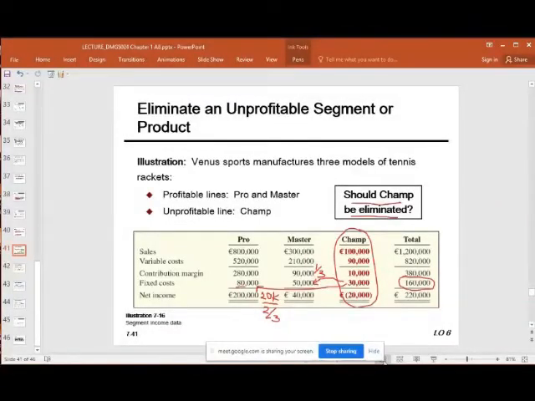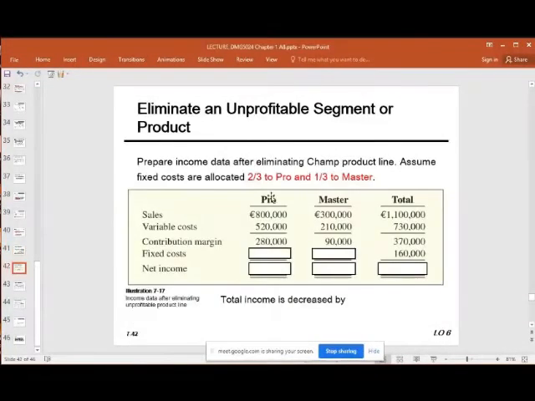So now Pro, your fixed cost becomes 100,000. 80 plus 20 from CHAM. So it becomes 100,000. So your new net income, 180,000 for Pro.